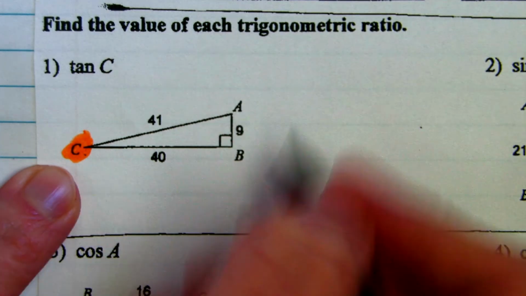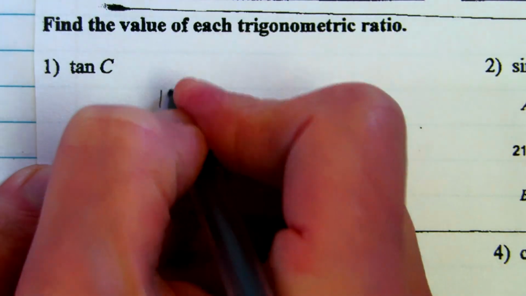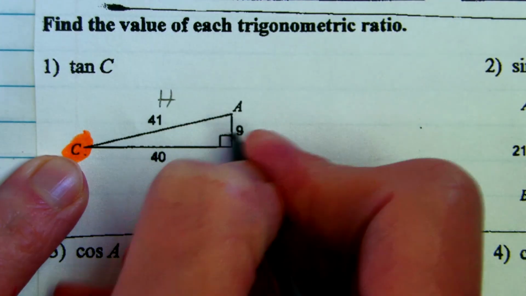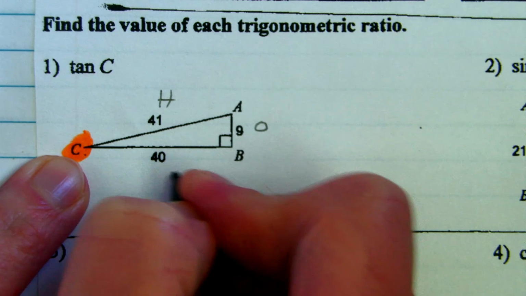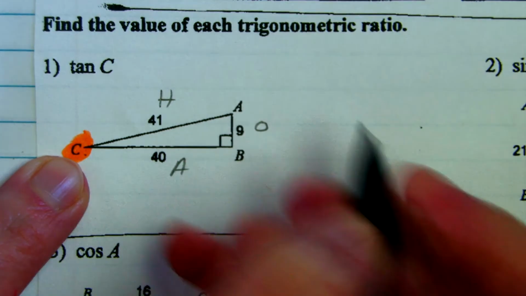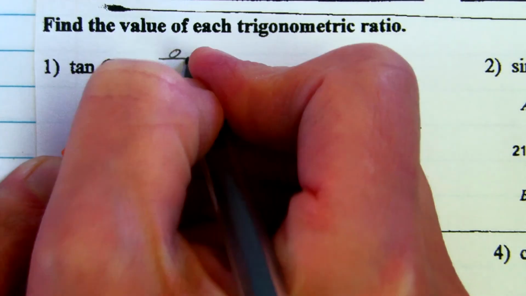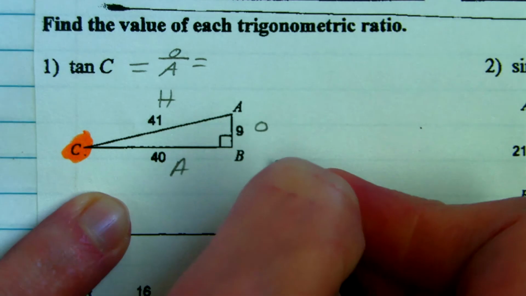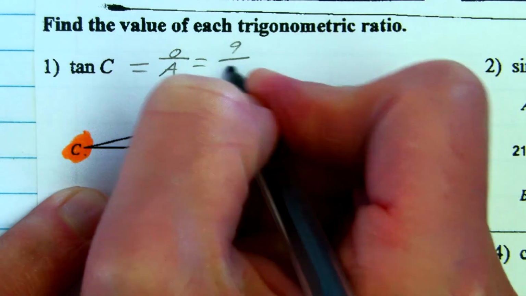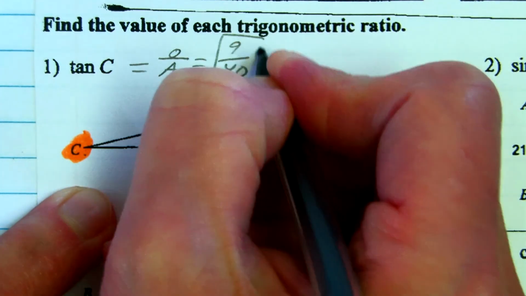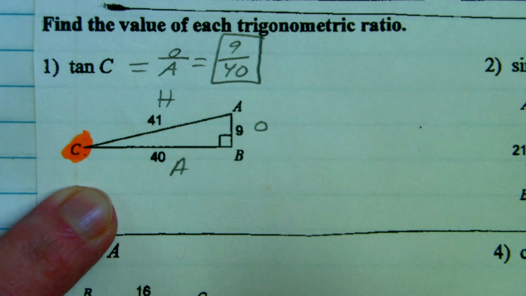So if I label all of my sides, 41 is the hypotenuse, 9 is across from C, so that's opposite, and then the 40 would be adjacent. So if I think about SOHCAHTOA, T-O-A, tangent is opposite over adjacent, so I just need 9 over 40, and it's just that one fraction. That is literally it.